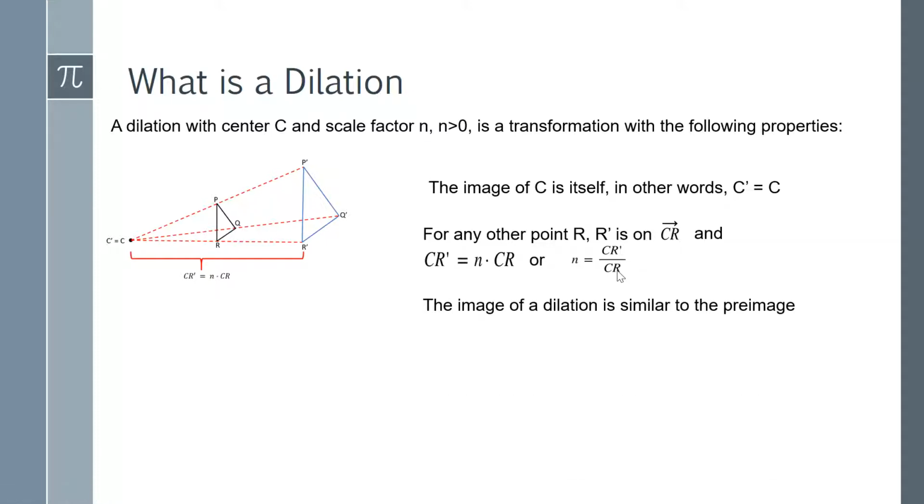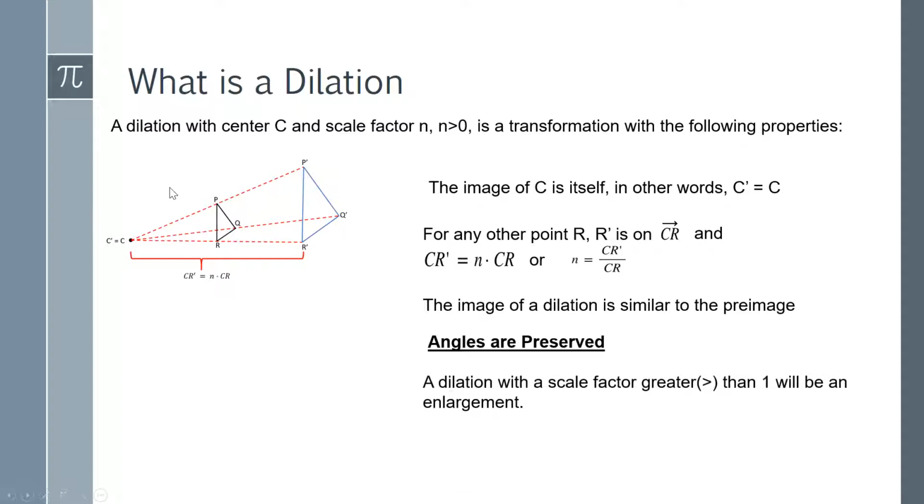The image of the dilation is similar to the pre-image. Now, we just talked about similarity in a couple of lessons. These two are similar, but they are not congruent. All angles are preserved, so that's a big point. Angle P prime right here is going to be the same as angle P. So angles are preserved. Just the lengths of the sides will change.